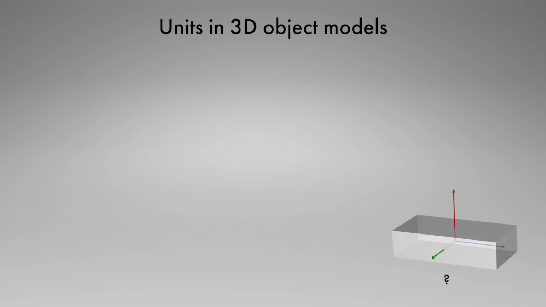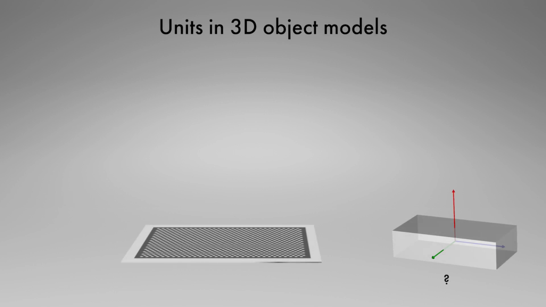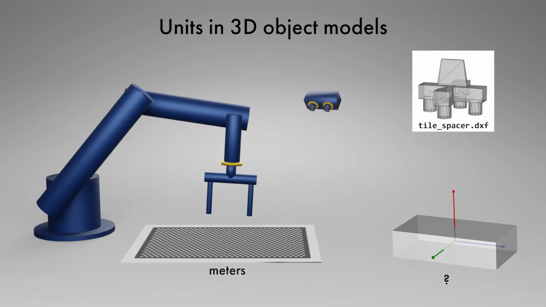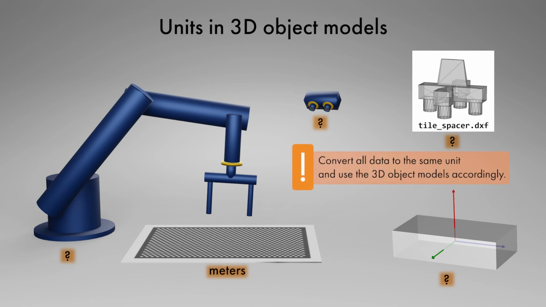But what's the unit here? The HALCON calibration plates use meters as the unit of measurements, but your CAD models, robots, 3D sensors, or other hardware may use different units. It's important to convert all data to the same unit and use the 3D object models accordingly.